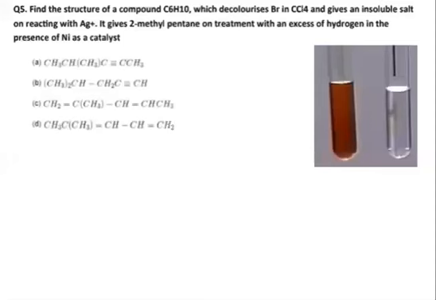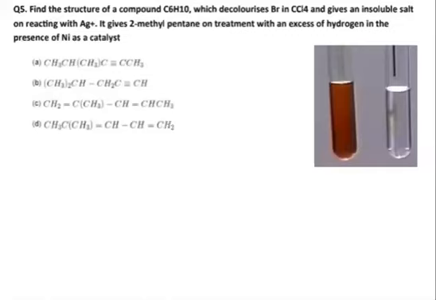Hi students, so now here we are going to discuss a question taken from NEET question paper. The question goes like this. Find the structure of a compound C6H10 which decolorizes bromine in CCl4 and gives an insoluble salt on reacting with Ag+. It gives 2-methylpentane on treatment with an excess of hydrogen in the presence of nickel as the catalyst.